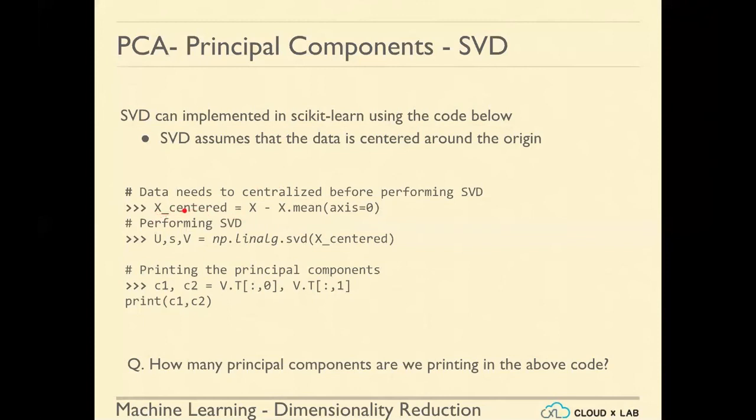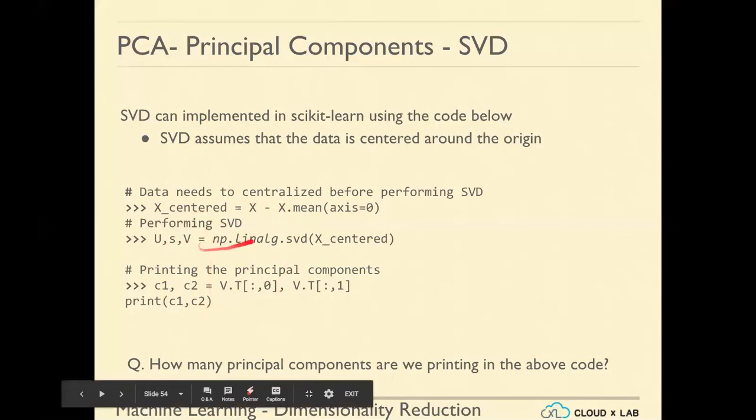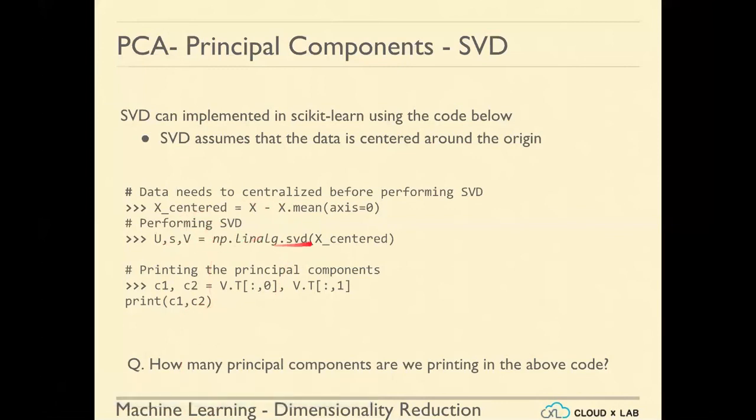So basically what we are doing here is first of all centering our data. We are moving the center to the mean, which is why we are subtracting the mean, and then we are using this particular mechanism.